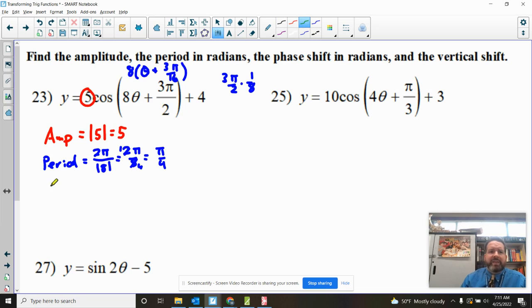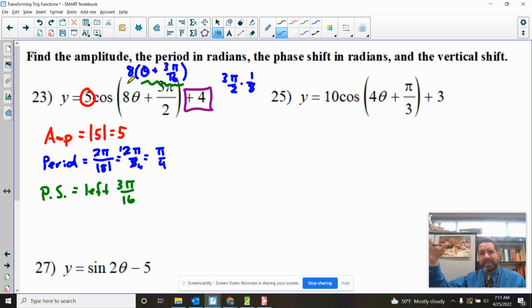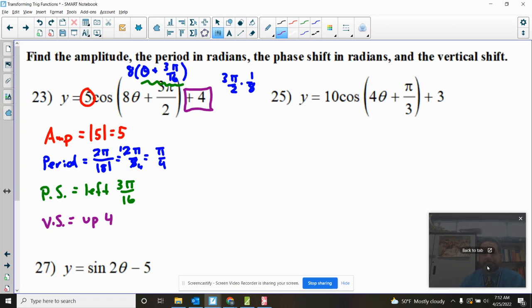Next up, phase shift. Okay, for this we do need that factored version of the parentheses. Now for phase shift, please forgive me, I'm going to abbreviate that as PS. It's a plus, so we are moving to the left. How much? 3 pi over 16. All right, and then lastly, the vertical shift. For that, I'm checking out this number that's either going to be on the back or on the front, but it's the one that's added or subtracted separately. So vertical shift is going to be up 4 units.